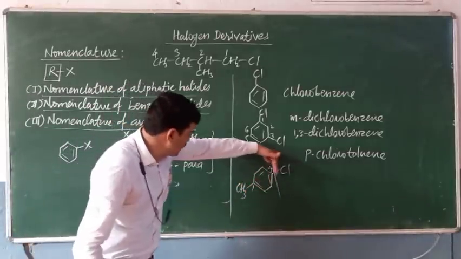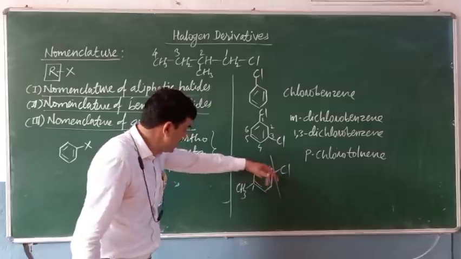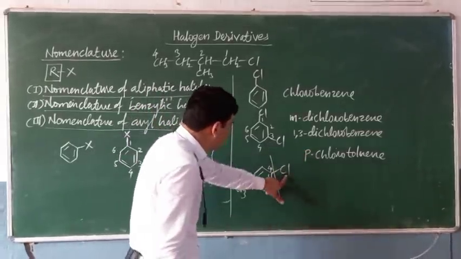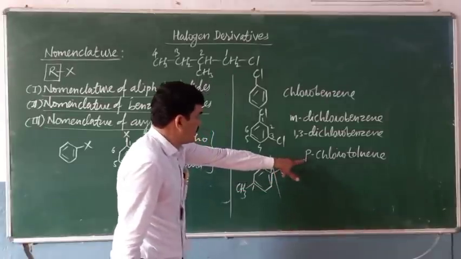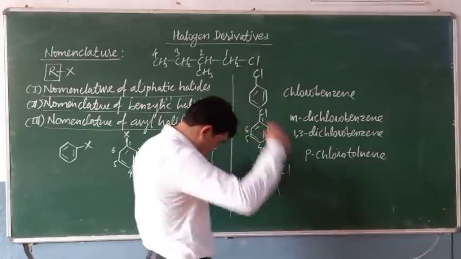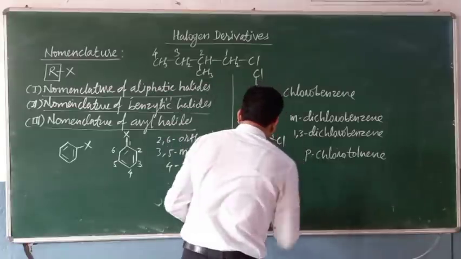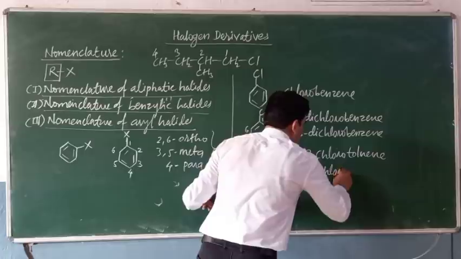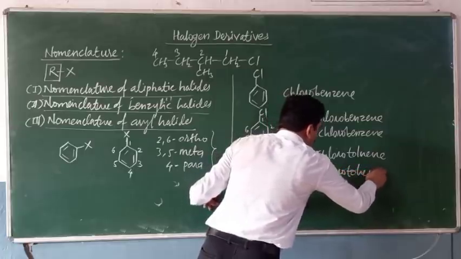There is a special name for this compound. If we hide the Cl, then the rest of the compound has the name toluene. Therefore, as Cl is present at the fourth position or para position, the name becomes para-chlorotoluene. And the IUPAC name will become 4-chlorotoluene.